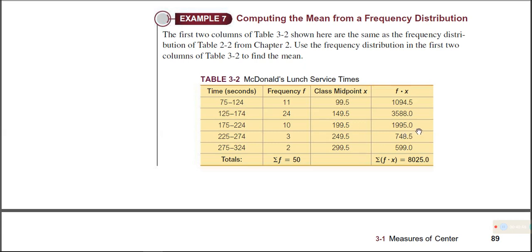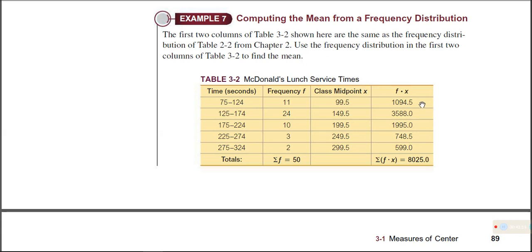You have 1,995. Next, we have 3 times 249.5. We have 748.5. And finally, we have 2 times 299.5. We have 599. Ano yung susunod natin gagawin? I-add nyo lang to lahat. Ito yung summation of F times X.